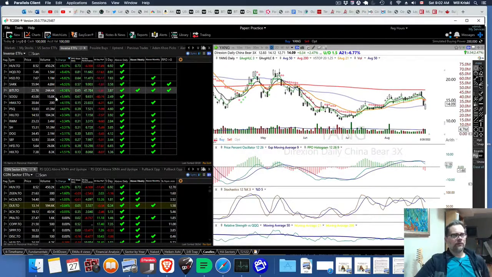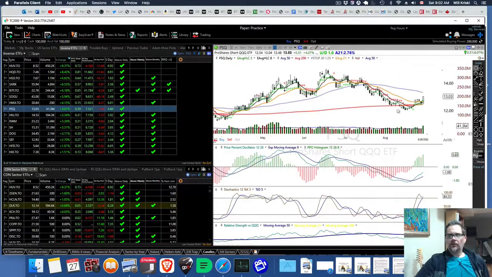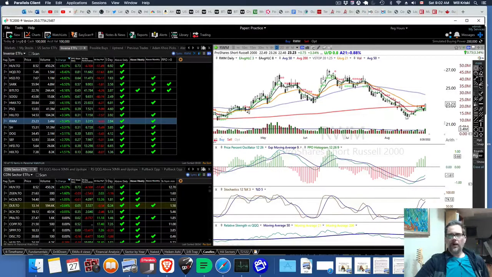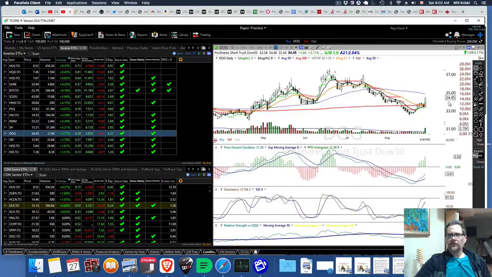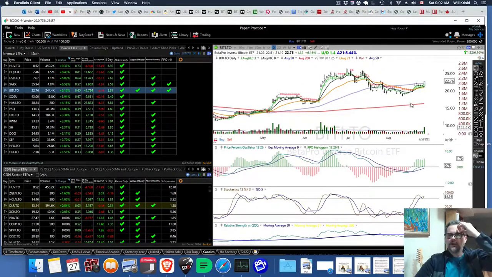But if you don't want to get into leverage, these are some leverage here, but if you want to get into one-to-one, you got short of the NASDAQ, PSQ, RWM, short of the Russell, SH is short of the S&P, DOG is short of the Dow Jones. And then if you want to get into Bitcoin, I actually have this one. But when Bitcoin breaks, say, below 19,000, that's probably a more strong sign.